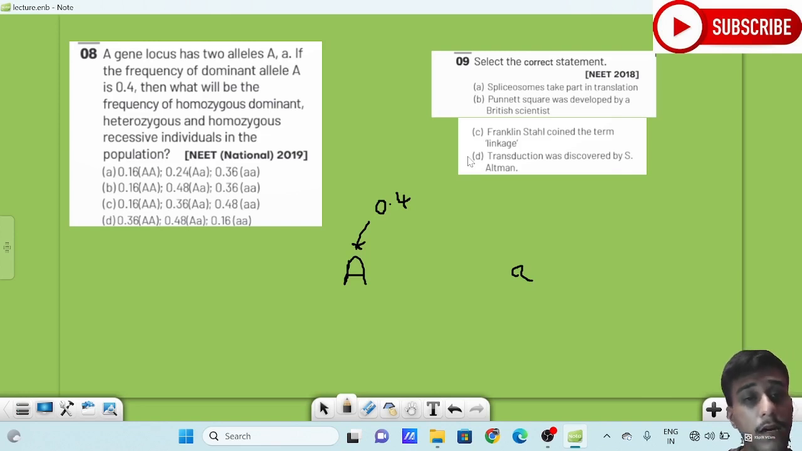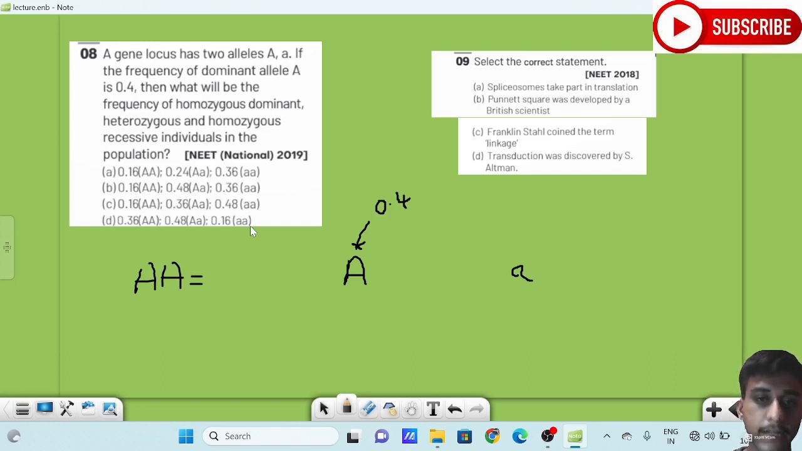Okay, and what will be the frequency of homozygous dominant? They are asking what is the frequency of capital A, capital A. We know that if a single allele capital A is having a frequency of 0.4, which means if both of them should occur together, then we should multiply 0.4 into 0.4, which is 0.16. So homozygous dominant will be 0.16. The frequency to occur both the capital A together, then we should multiply it. That is the logic behind this mathematics.